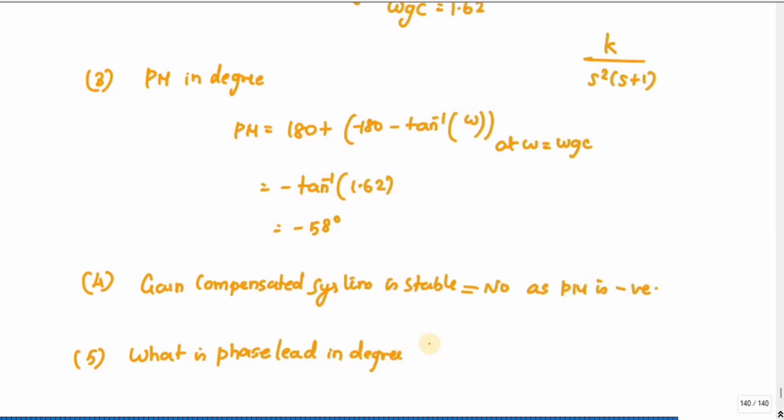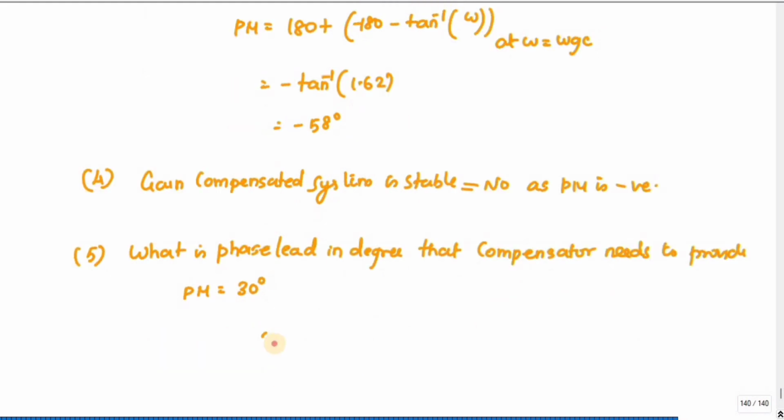The next question is what is the phase lead in degrees that the compensator needs to provide in order to get the phase margin equal to 30. So in order to get 30 degrees, 30 is equal to minus 58 plus x. I want to find the value of x only. So x is nothing but 88 degrees.